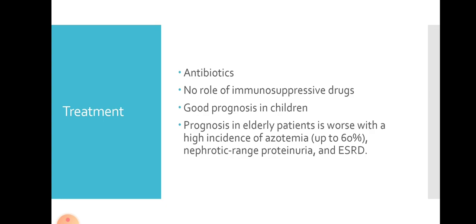Now coming to treatment, the mainstay is antibiotics and symptomatic treatment, and there is no role for immunosuppressive drugs. There is a good prognosis in children, but in elderly patients the prognosis is worse, and there is a high incidence of azotemia, nephrotic range proteinuria, and end stage renal disease.